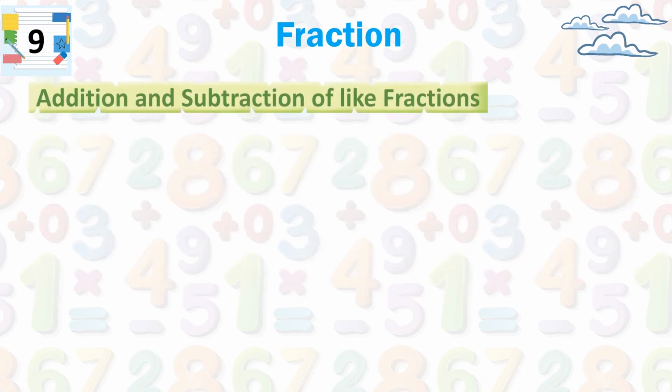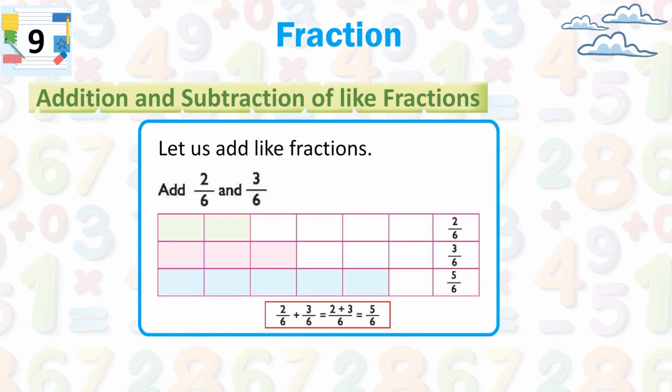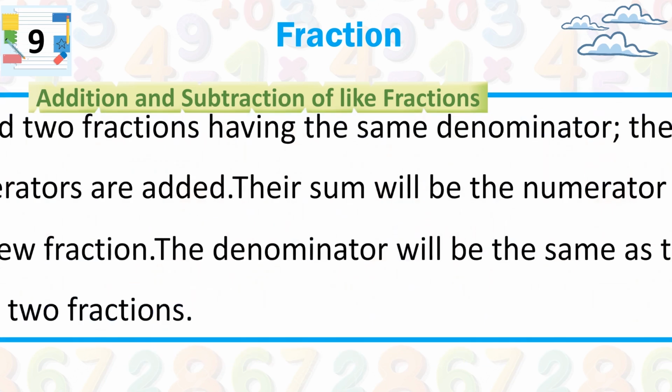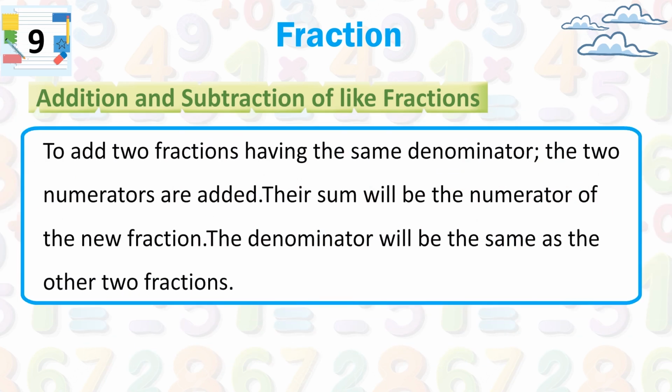Addition and subtraction of like fractions. Let us add like fractions. Add 2 upon 6 and 3 upon 6. 2 upon 6 plus 3 upon 6 is equal to 2 plus 3 upon 6 is equal to 5 upon 6. To add two fractions having the same denominator, the two numerators are added. Their sum will be the numerator of the new fraction. The denominator will be the same as the other two fractions.